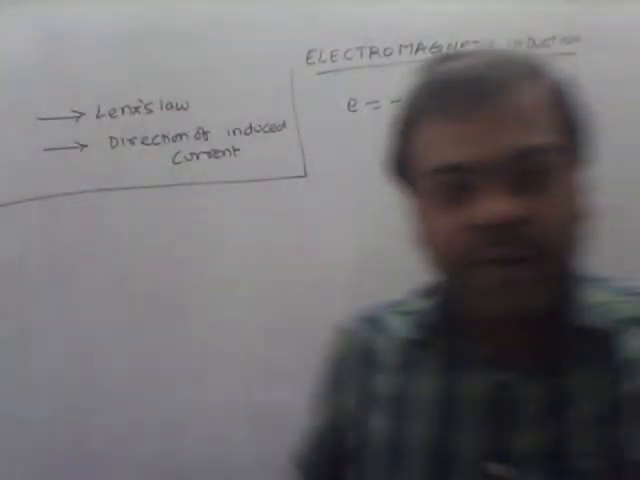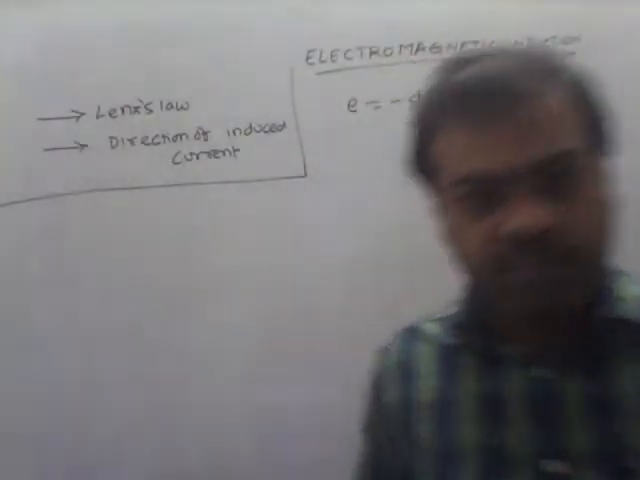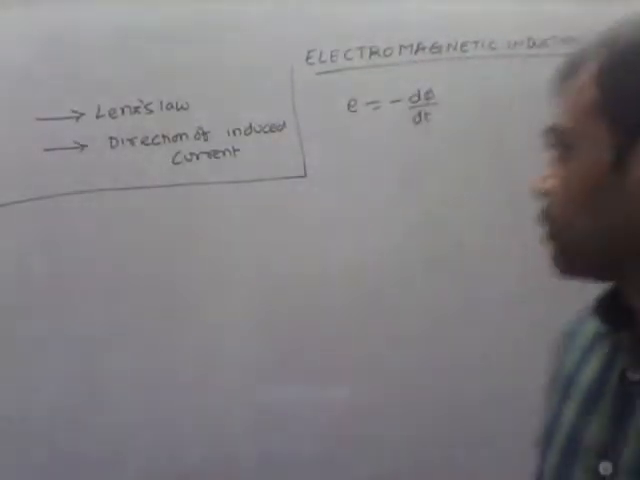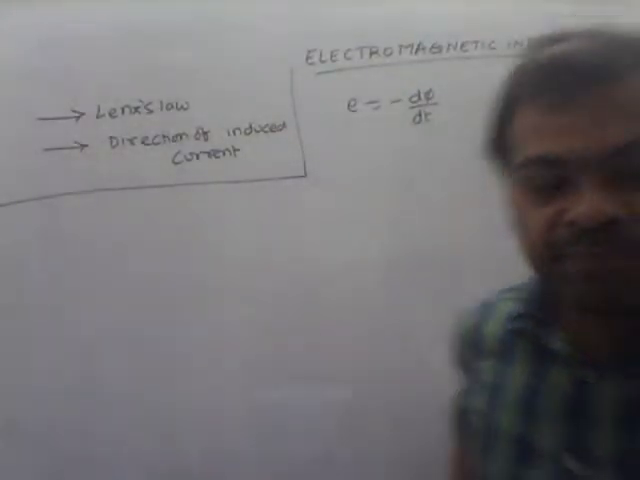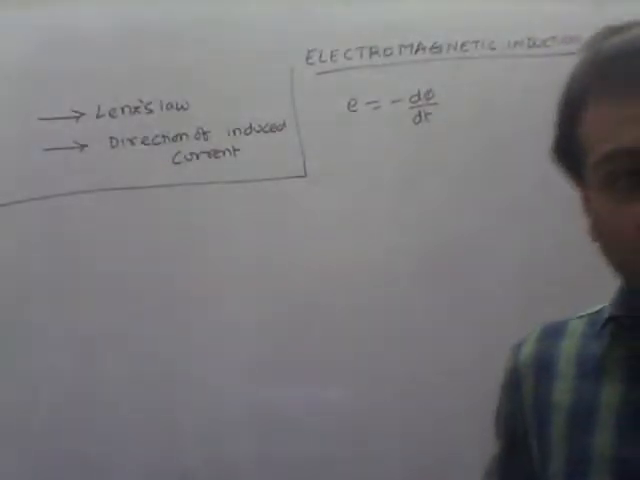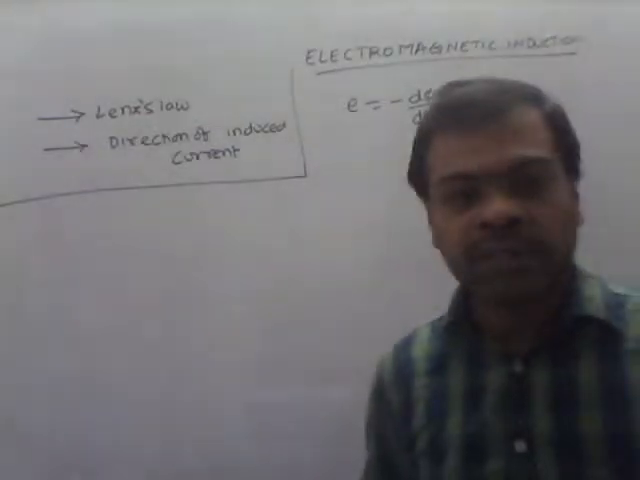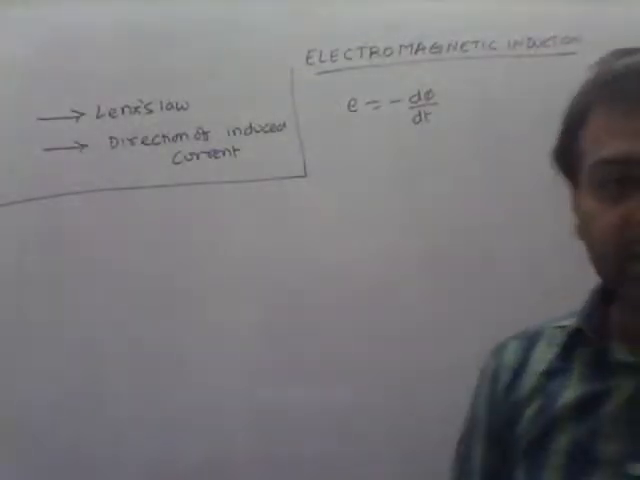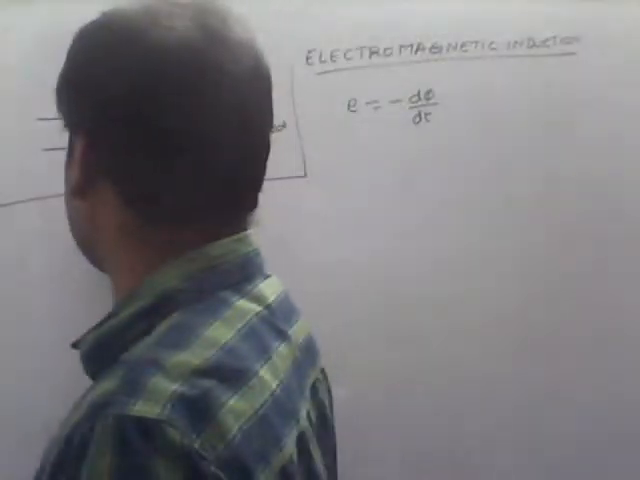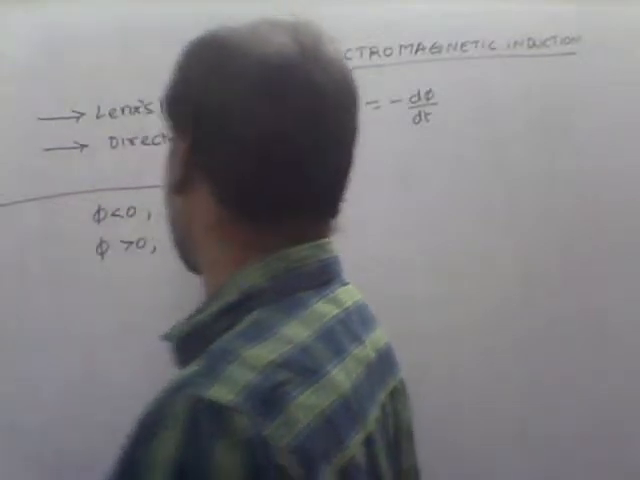Faraday's law explains the magnitude of the induced EMF, where phi is the magnetic flux. The induced EMF depends on whether the magnetic flux increases or decreases. Suppose the magnetic flux decreases, then the induced EMF will increase. Suppose d phi is less than 0, then the induced EMF will be greater than 0, and as d phi is greater than 0, the induced EMF will be less.